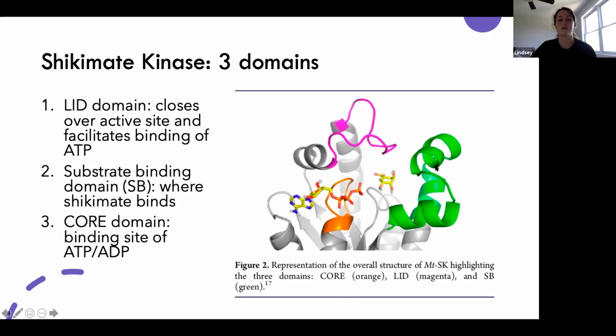One important thing about this is that the lid domain and the SB domain both have an open and closed configuration. So when they're bound, the enzyme kind of closes over it and gets a tighter configuration towards each other so that then the reaction can occur. And then there's an open configuration when starting materials can enter and products can leave.